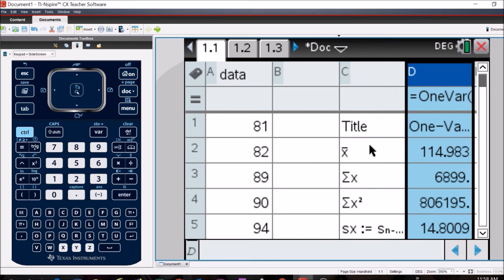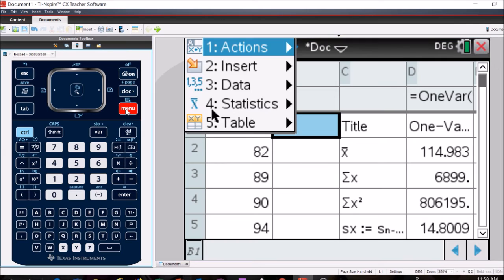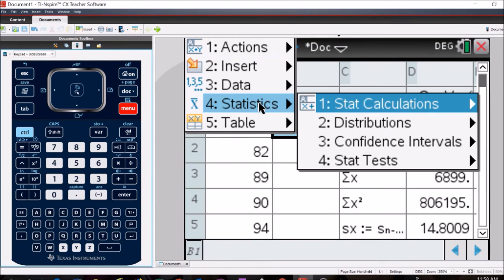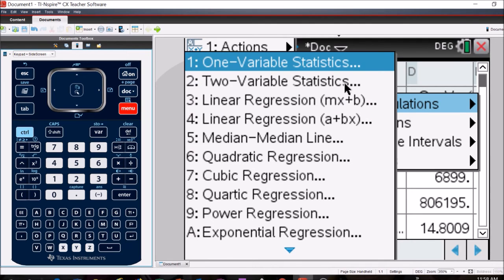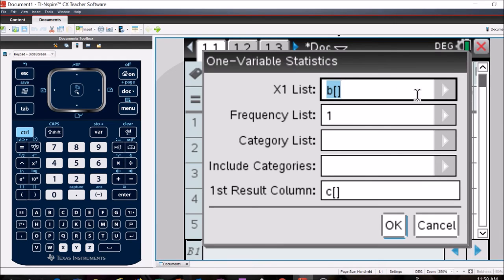So I'm going to go back and look over here. As you can see, I've already pulled the one variable statistics. I do want to remind you how to do that though, in case you forgot. So you can just click anywhere over here, go to menu, go to statistics, go to stat calculations, and one variable statistics. We do have one list. And the thing you need to change is your X1 list needs to be the list you put in, whatever you named it. So I already have that calculation on here, so I'm going to hit cancel, but if you hit OK, you should get the same stuff that I have here.